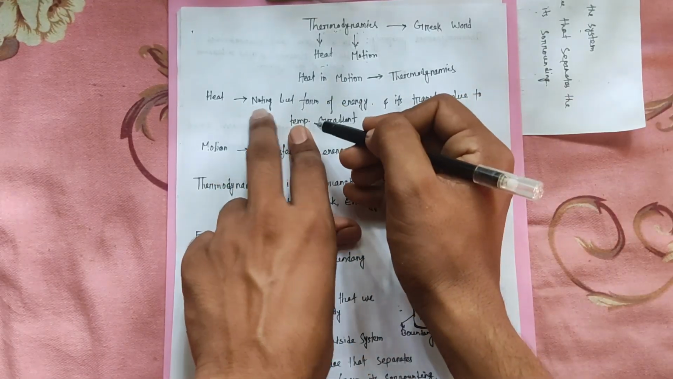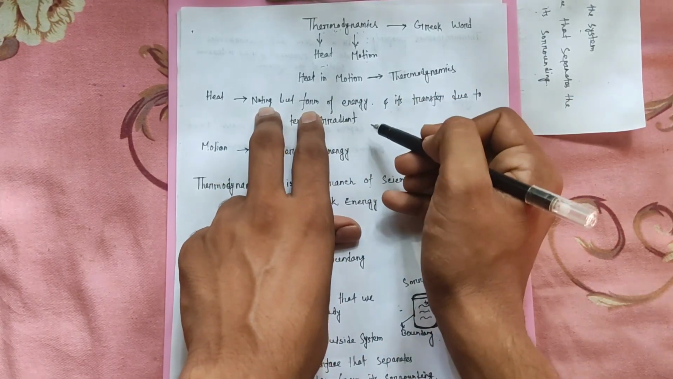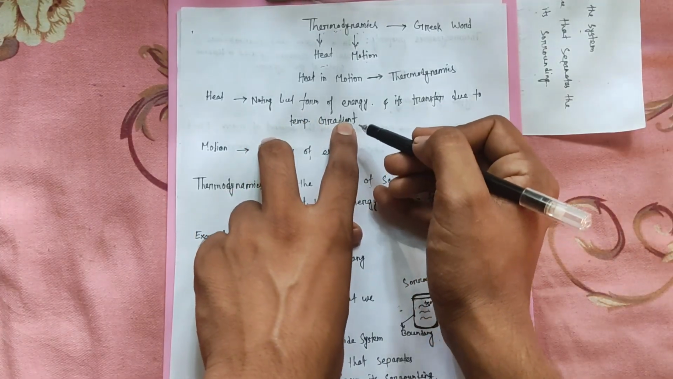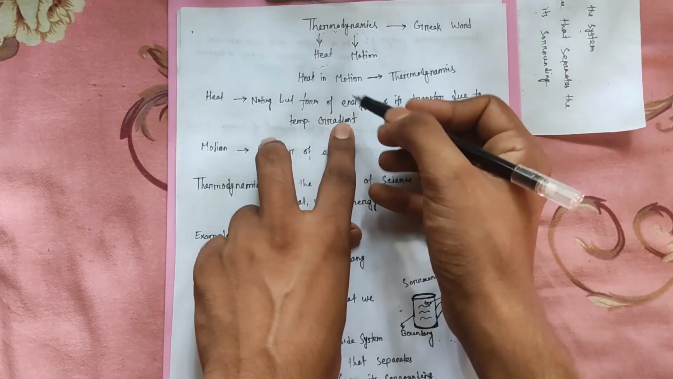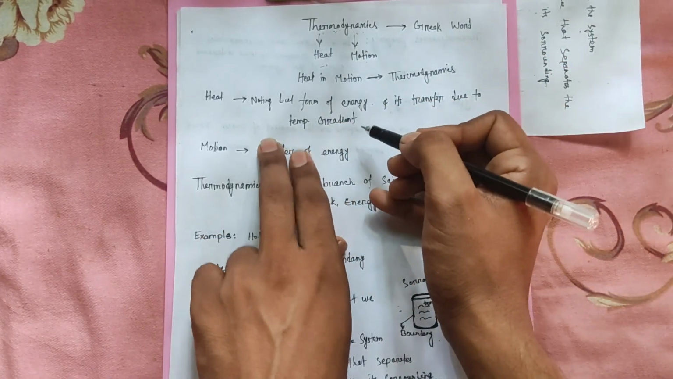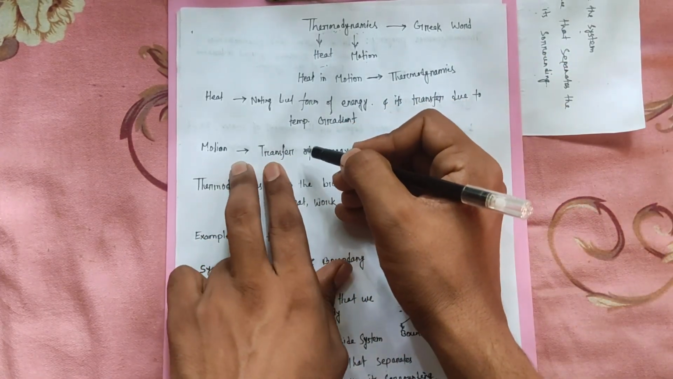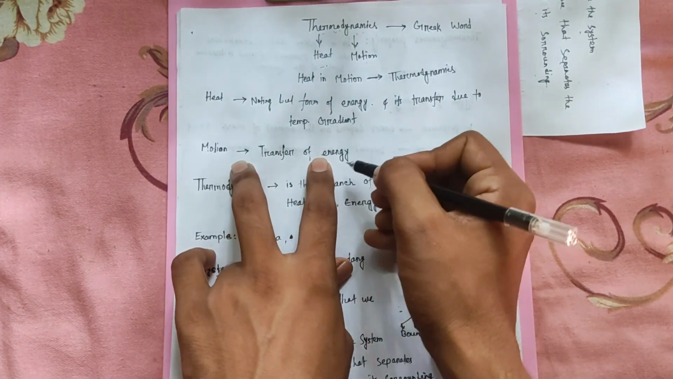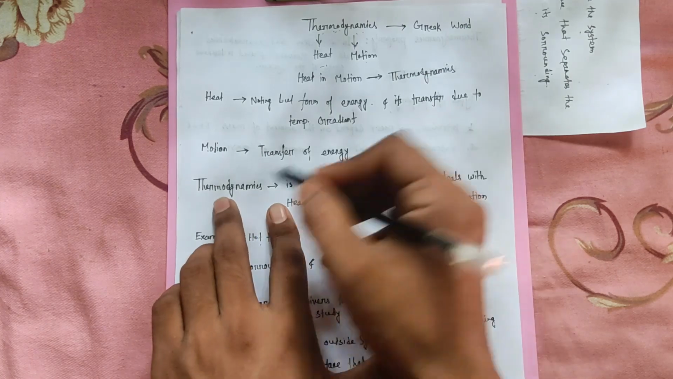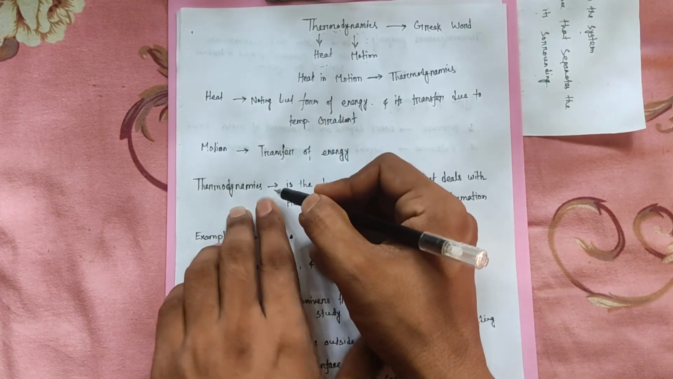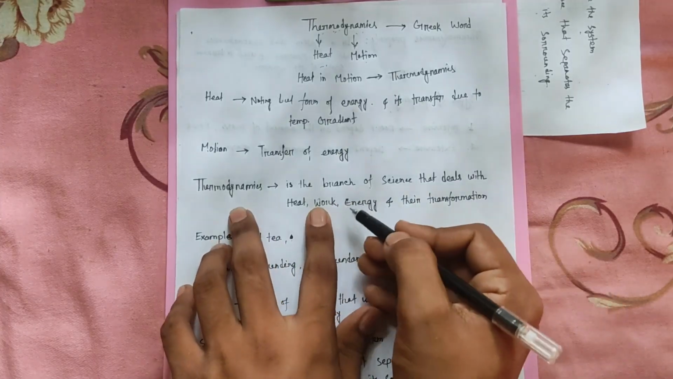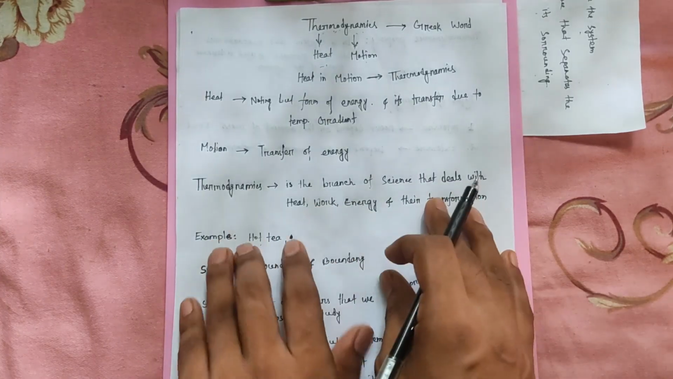Then what is heat? Heat is nothing but one form of energy, and it is transferred due to the temperature gradient. Means heat is always transferred from higher to lower temperature. And what is motion? Motion means transfer or change of energy. And what is thermodynamics? Thermodynamics is the branch of science that deals with heat, work, energy and their transformation.